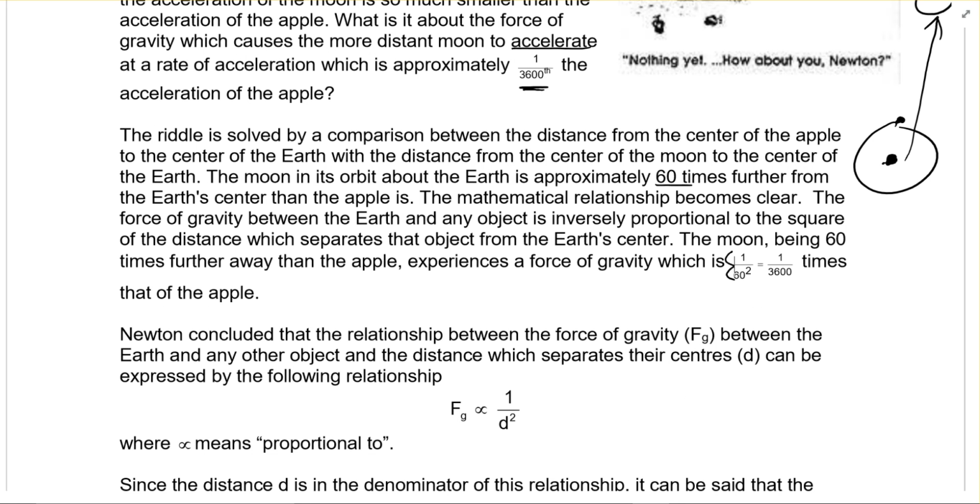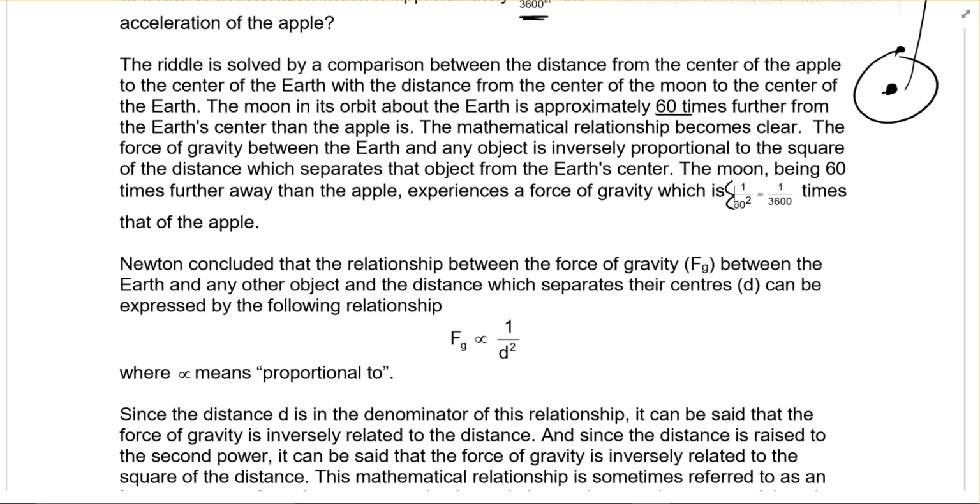So Newton concluded that the relationship between the force of gravity between the Earth and any other object and the distance which separates their centers, and that's important, right? It has to be the distance from the center of one thing to another. You wouldn't say that if the apple was sitting on the edge of the Earth here that the distance was 0. You have to take into account the radius of the Earth. It can be expressed by the following relationship. So F, and remember, this symbol means proportional to, 1 over distance squared.